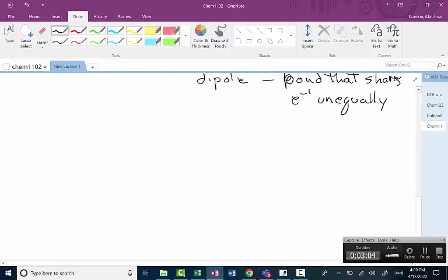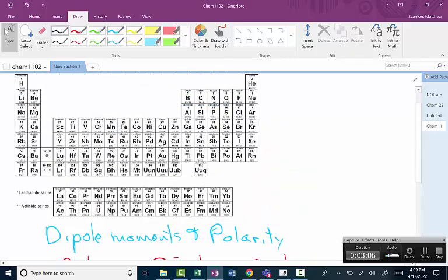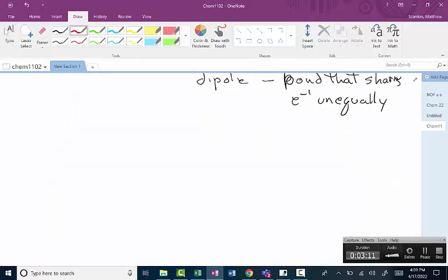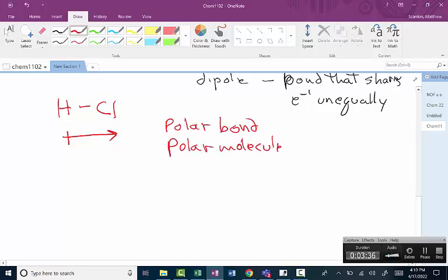So let's do some examples here, and you've got to have your periodic table in front of you all the time. Here's an example, HCl, and you should rapidly know that chlorine is more electronegative than hydrogen, so this will be a polar bond and a polar molecule. We have partial positive on the hydrogen and partial negative on the chlorine because chlorine is more electronegative than hydrogen.